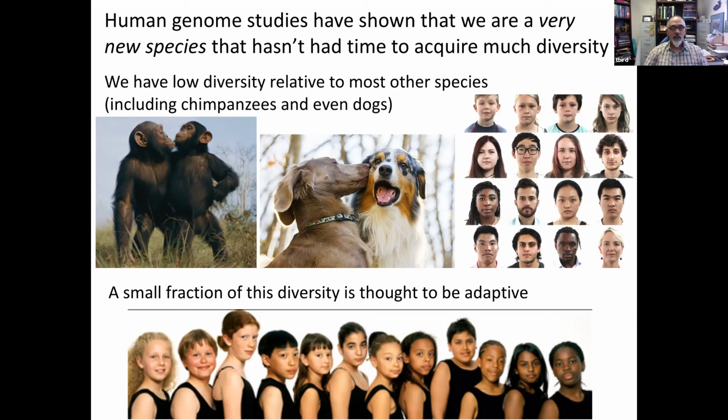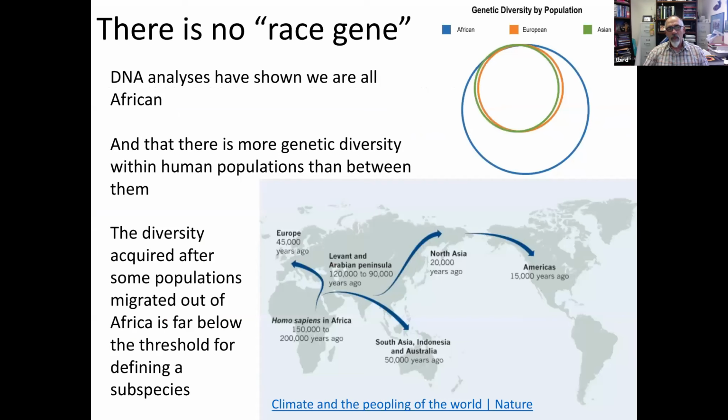There is a small fraction of genetic diversity that is thought to be adaptive, but this is more geographical in origin than anything else. There is no race gene. We've learned that. There are some genetic markers that correlate with, as I said, geographic origins. Much of this relates to the fact that humans, we know, evolved in Africa about 200,000 years ago. For the first half of this time, they occupied Africa, and much of the genetic diversity that's in the human population now was acquired at that time.